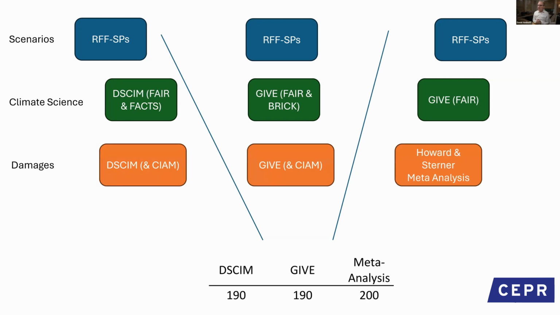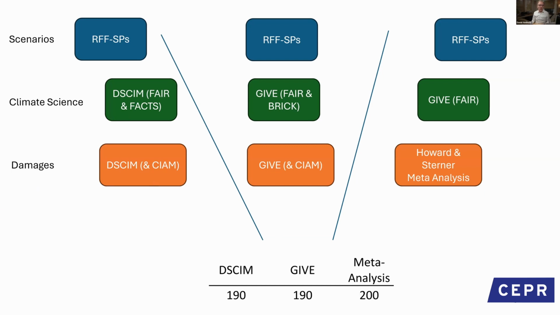The real difference between the three models is in the damage functions. The DSIM model uses its own damage functions. We use our own damage functions. And then the Howard and Sterner meta-analysis is yet a third independent damage function again. There's one commonality between the DSIM and GIVE damage functions. We both use the same sea level rise damage function, called CEM, that was created by Delavane Diaz as part of her PhD. But other than that, the damage functions, I think, are actually really quite independent this time around.